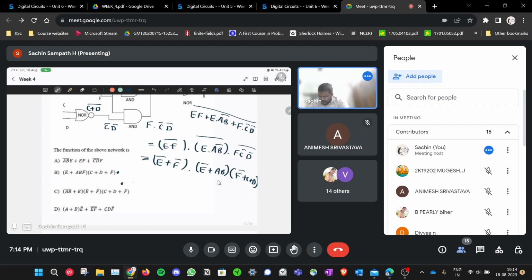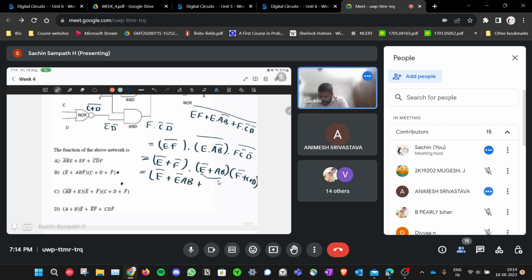But option C has AB whole bar plus E. But what you have is AB plus E bar. So let's see, let's multiply this out and see if we get the right thing. E bar dot E bar is E bar. E bar dot, plus E bar AB.